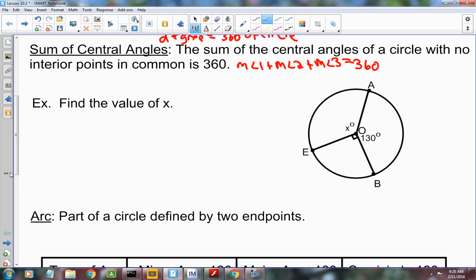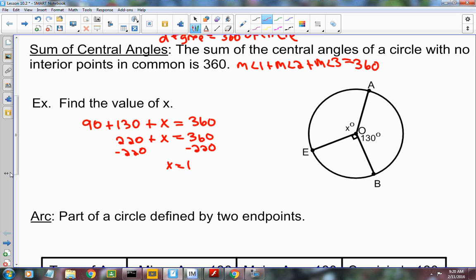So with that in mind, let's find the value of x. What should we do to find the value of x? Okay, add 90 and 130 plus the one I don't know, x, right? And what's it going to be equal to? 360, right? And if I add these together, it's 220 plus x equals 360. Subtract that, and x is going to be 140 degrees.